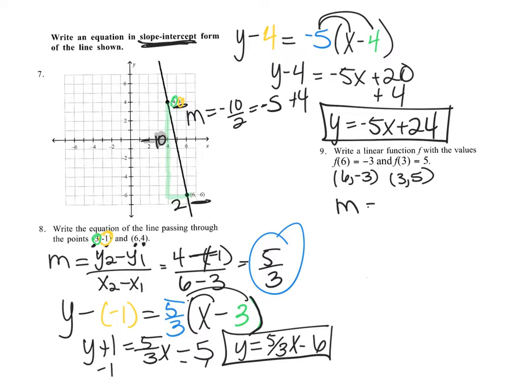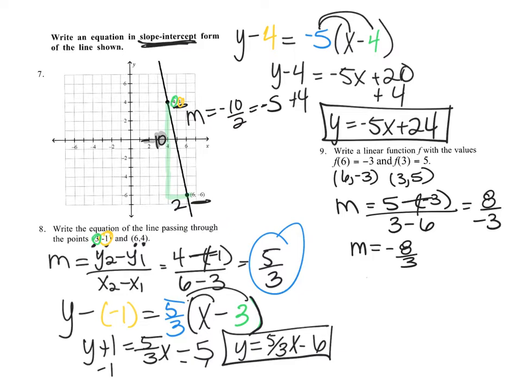Let's find our slope. 5 minus negative 3 over 3 minus 6. That's y2 minus y1 over x2 minus x1. And that's 8 positive over negative 3. And we don't like negatives in the denominator, so m is just negative 8/3.